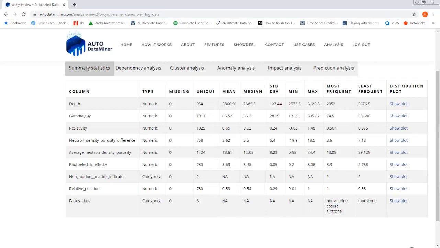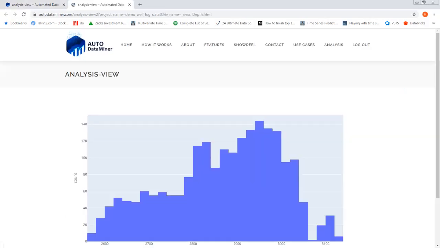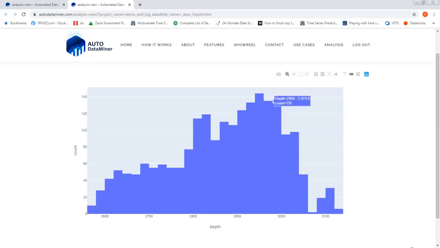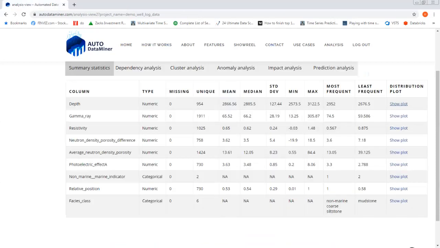The last column is very interesting. In this analysis it shows the distribution plot of each attribute in the data. If I click on show plot, I can see a very nice, interactive visualization of the selected column, which was depth. You can see how many instances you had in your data for different values of depth.